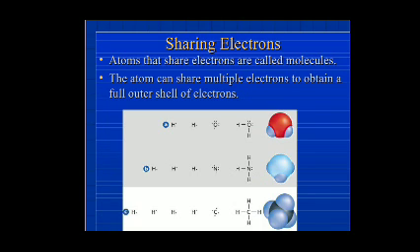Then nitrogen gets the nearest inert gas neon configuration, and hydrogen gets the nearest inert gas helium configuration in ammonia. Both atoms get stable electronic configuration by mutual sharing of electrons between nitrogen and hydrogen atoms.